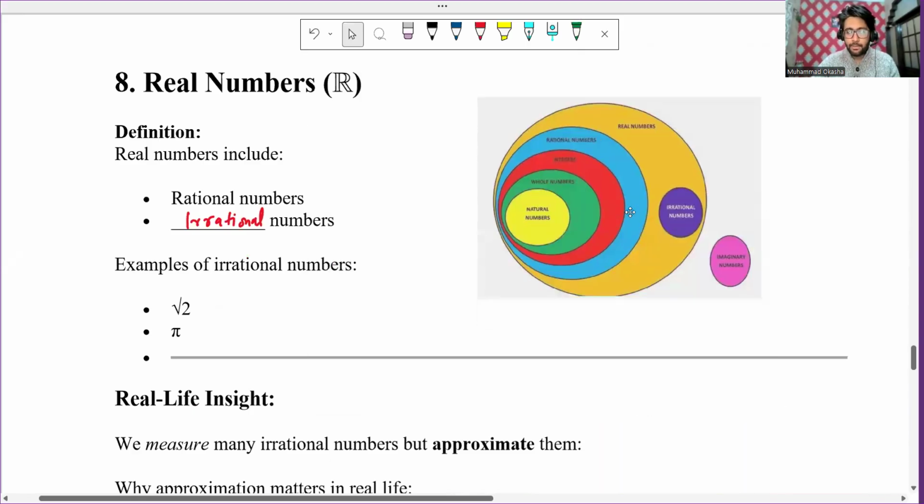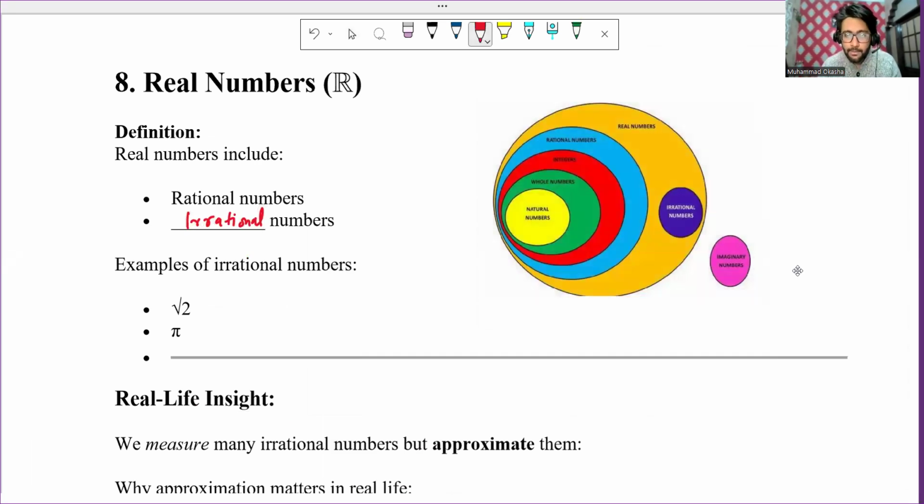So I hope you notice, if I were to ask what are real numbers, you would say, well, real numbers are made up of all the rational numbers, because everything is inside rational numbers. So I can say all the rational numbers and all the irrational numbers. What will be the definition of real numbers? All the rational numbers and all the irrational numbers. So when I say rational numbers, I'm covering everything. I'm covering integers, I'm covering whole numbers, and I'm covering natural numbers as well.